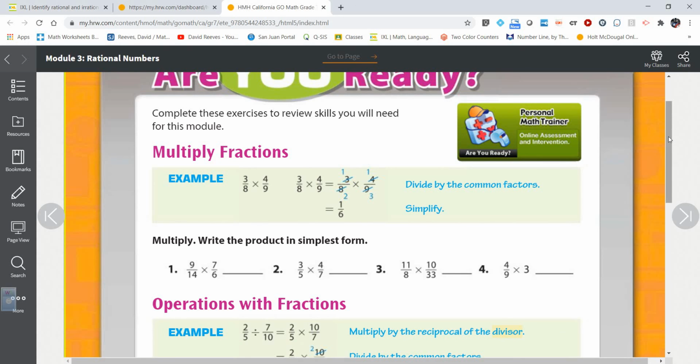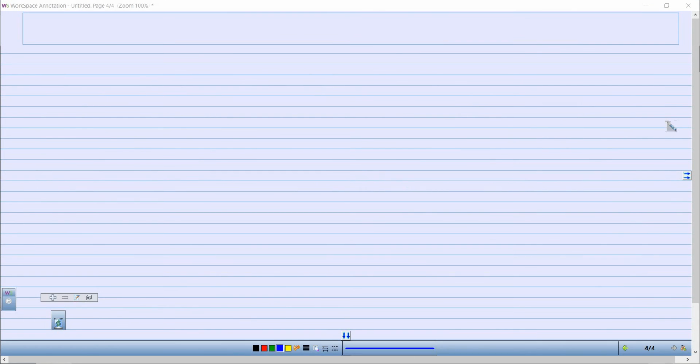All right, and coming into Module 3, they expect you to know how to multiply and divide with rational numbers. But I know that sometimes it's good to have a review. So we're going to take some time right now and do a little bit of review with fractions. All right, so first of all, let's talk about what a fraction is.